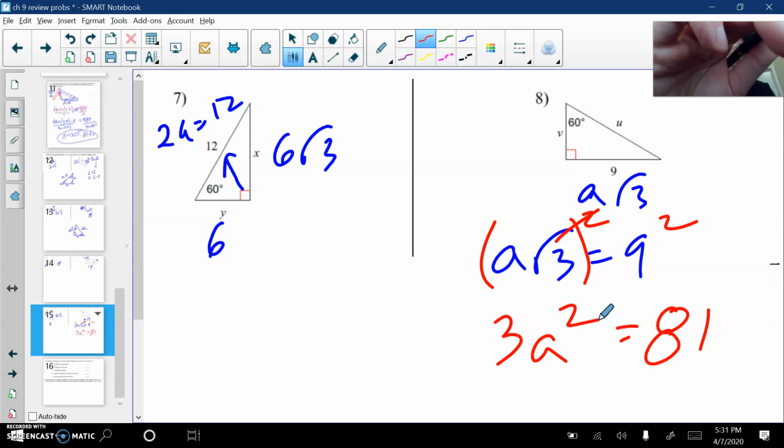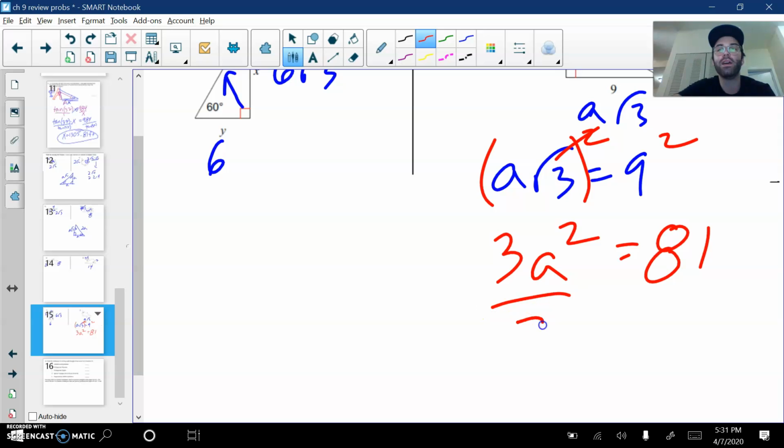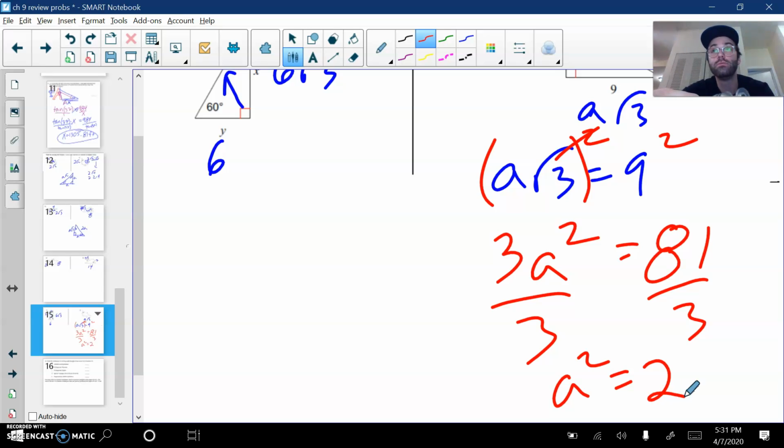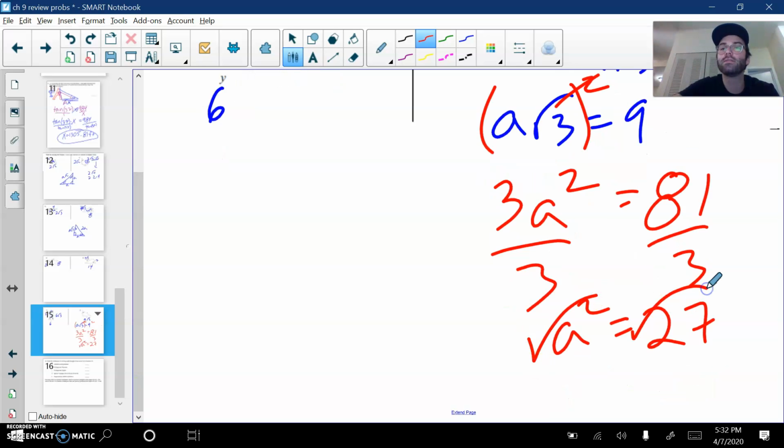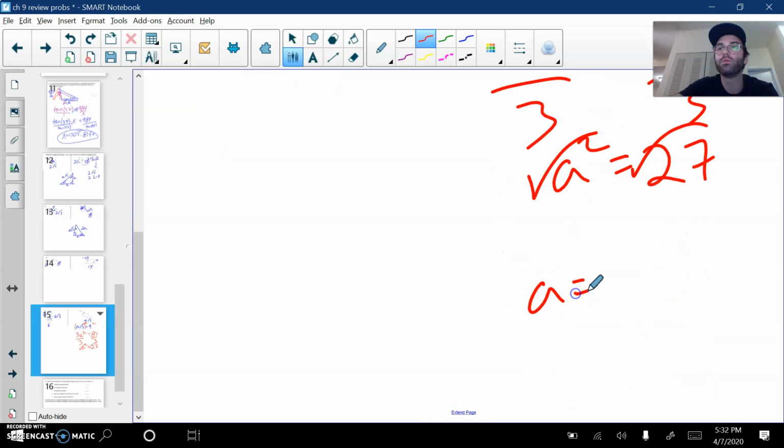So if I divide 81 divided by 3 equals 27. How about that? Square root both sides. All right. A equals, well, this is 9 and 3. So it's 3 root 3.